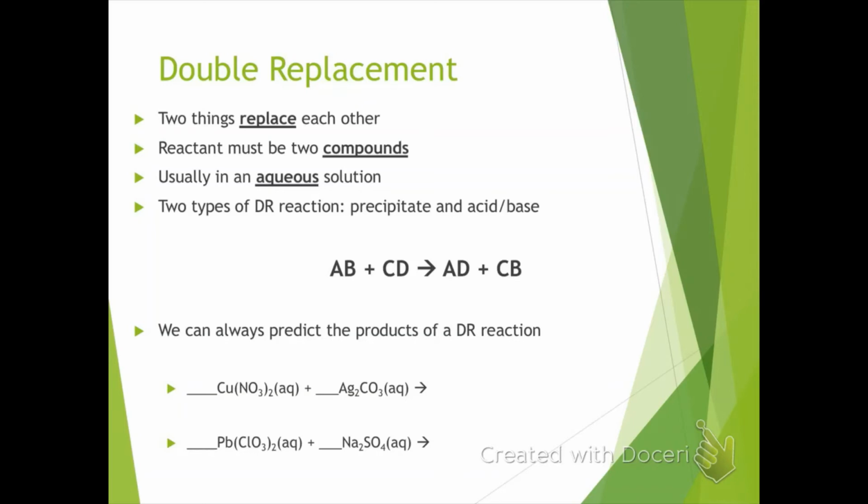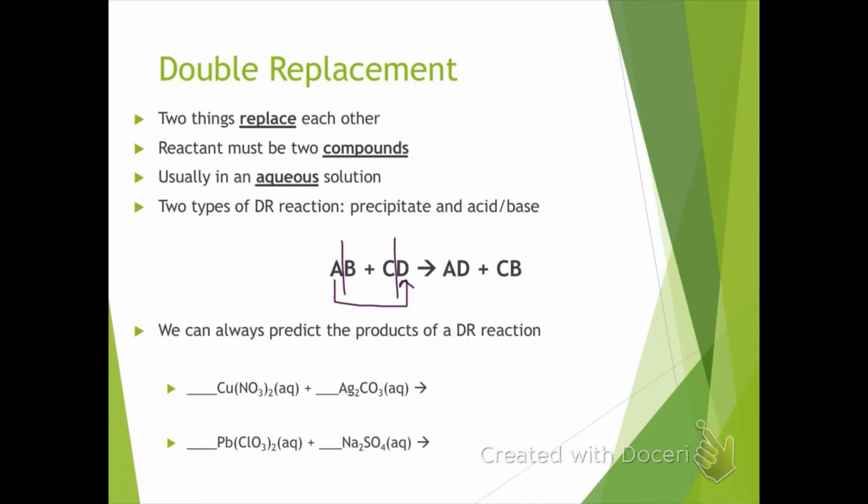So what's happening is our compounds split up. Our first metal is going to go with the second nonmetal. A cannot go with C. They are both metals, or they are both cations, positively charged ions. Two positive charges repel each other. They don't want to be by each other.